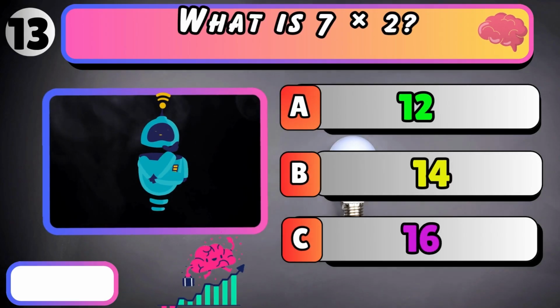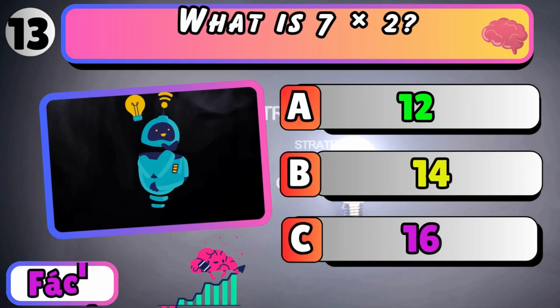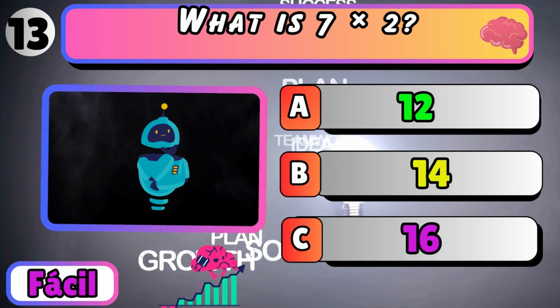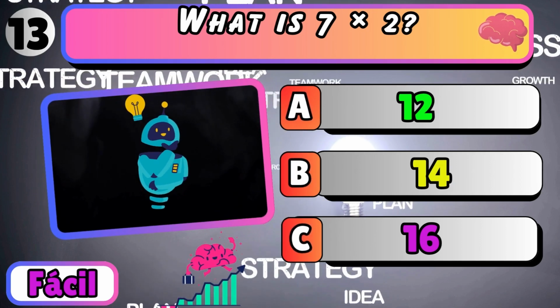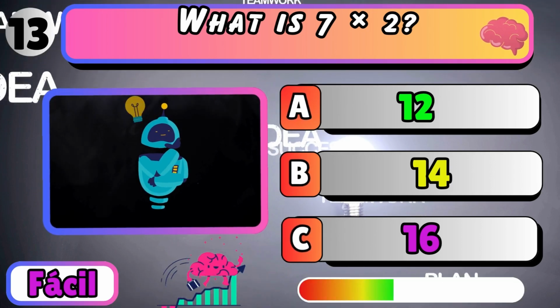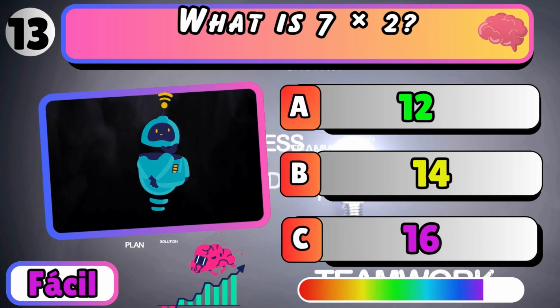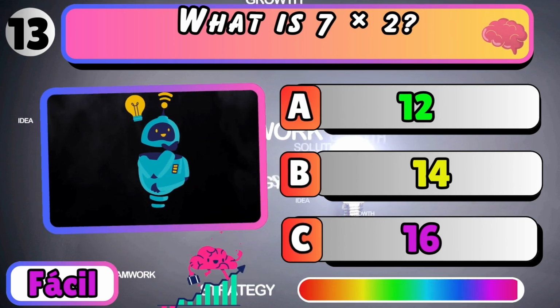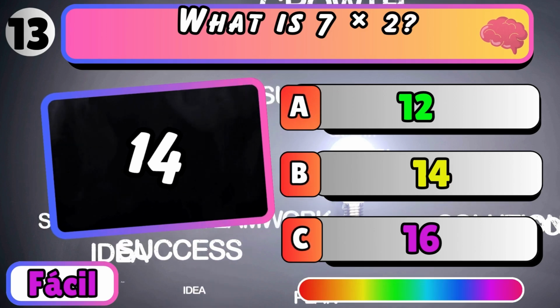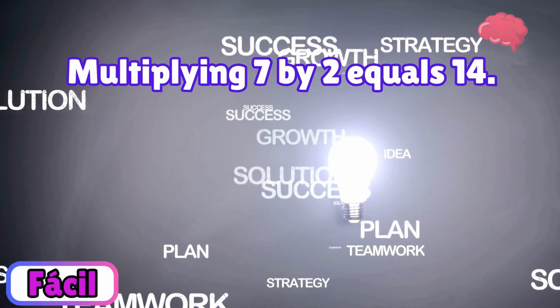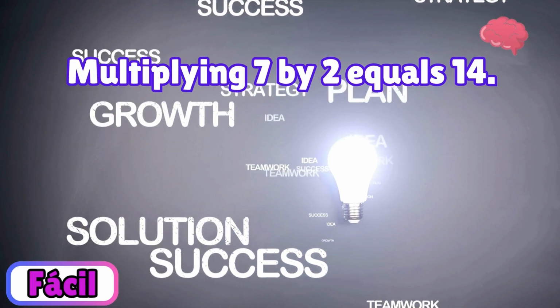What is 7 times 2? 12, 14, or 16? 14. Multiplying 7 by 2 equals 14.